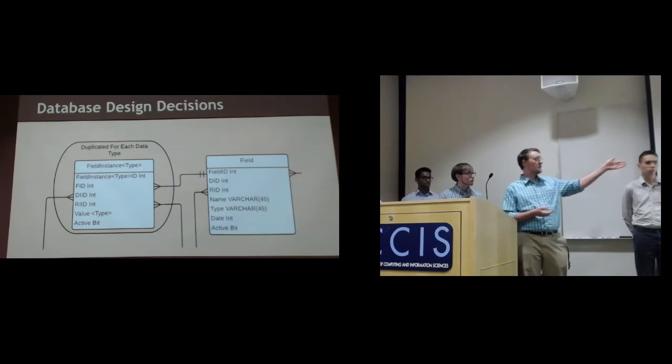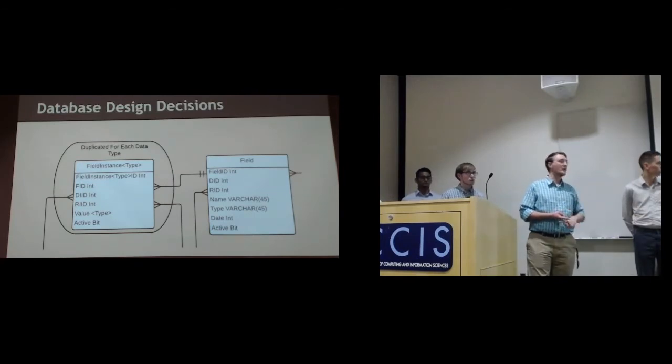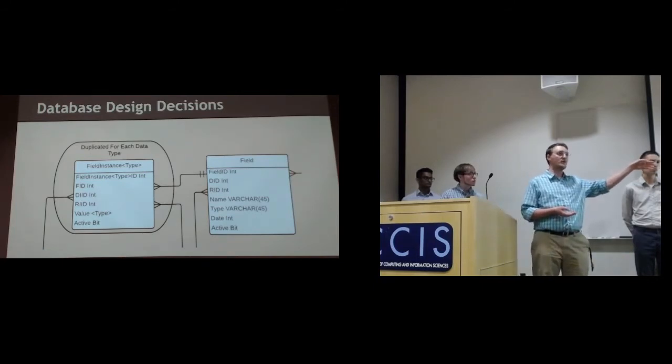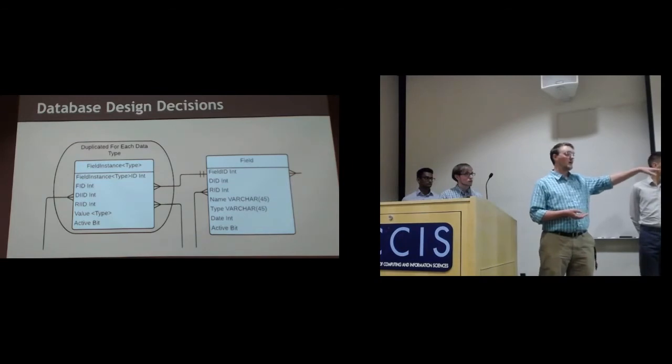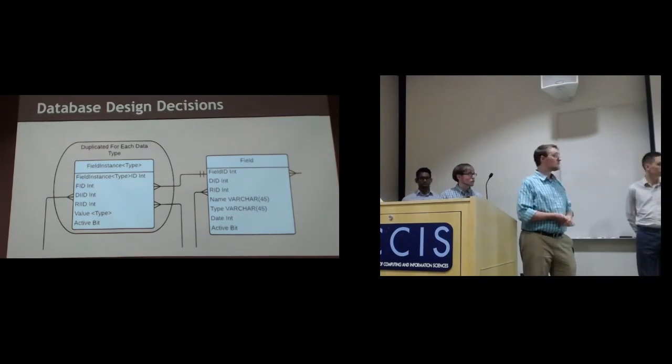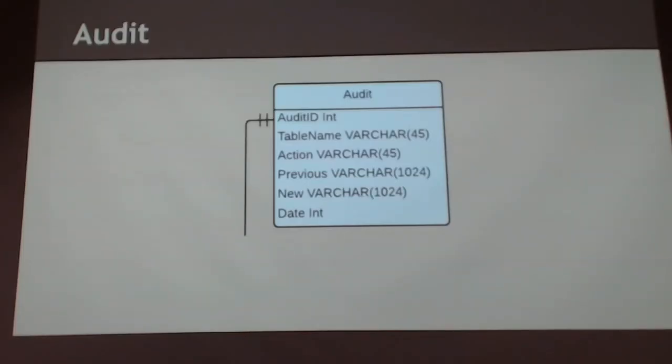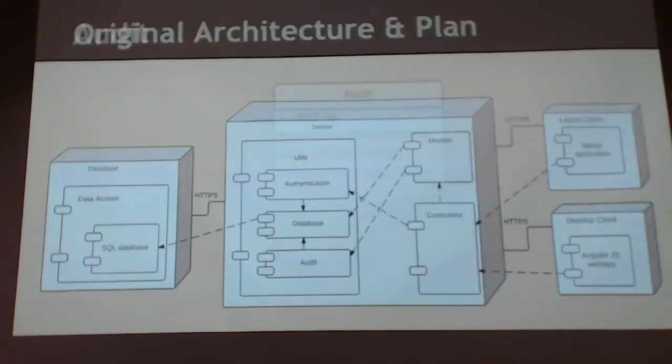These field instances, though, because we have multiple types of data, we have integers and strings and doubles and all this fun stuff, we have to have a separate field instance table for each type because we can't store the value as a different type in each table. So that was our solution for that. And for the audit table, what we decided we should do is, for any changes made in the system, we keep track of the previous value and the new value in an audit table that can easily be rolled back, or you can go through and say, what did user A do to this patient today? Okay, they changed these things. So that was our solution to auditing.